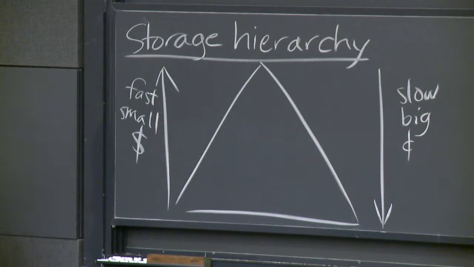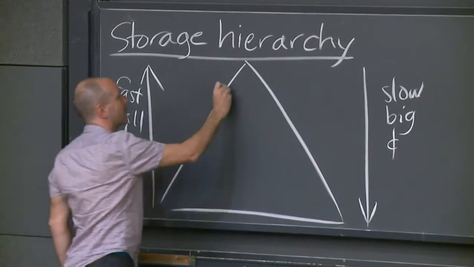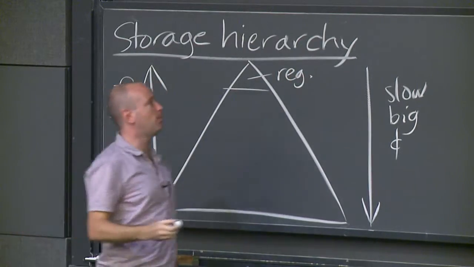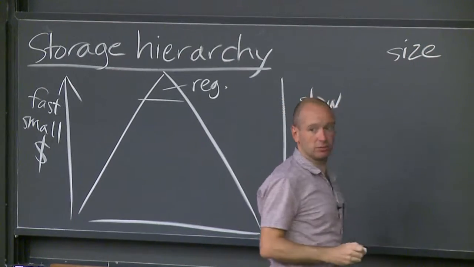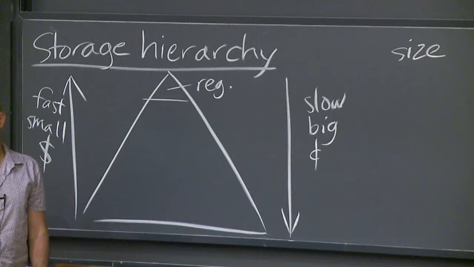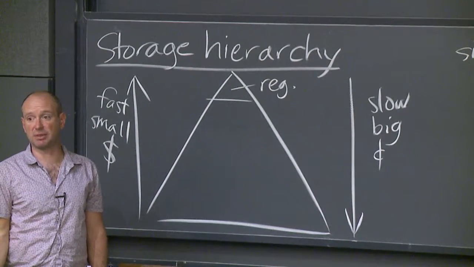Okay, what's at the top of the pyramid? Registers. Yep. Now, roughly how big are registers? Anybody know? How much data can you fit in a typical x86-64 machine's registers? Just ballpark it. I don't actually know the precise answer.